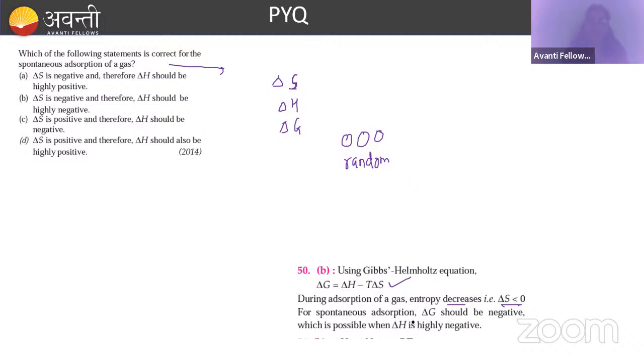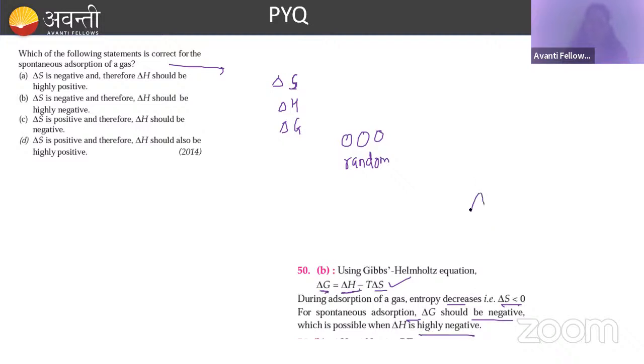So for a spontaneous process of adsorption, delta G should be negative. So if delta G should be negative, then delta S is less than 0, that is, it is negative. So the negative will become positive. So we need delta G to be negative. So for that delta H should be highly negative.